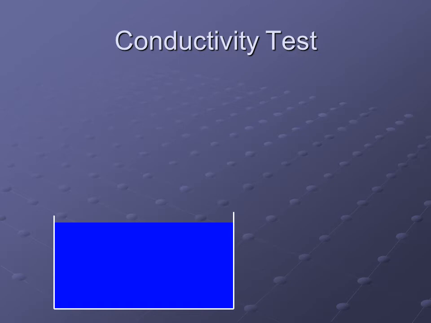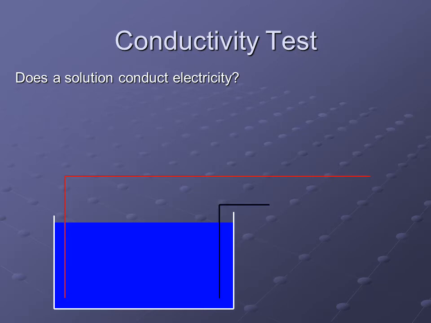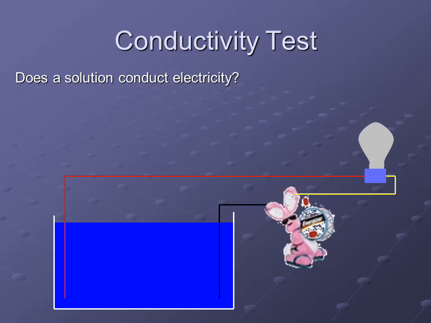Now, in order to understand a conductivity test, you have to understand electricity a little bit. A conductivity test asks, does a solution conduct electricity? And what it consists of is an aqueous solution, and you put two electrical wires in them, or electrical leads, basically the same thing. And usually you hook this up to a light bulb. And then the leads and the open circuit of the light bulb is connected to a power source.